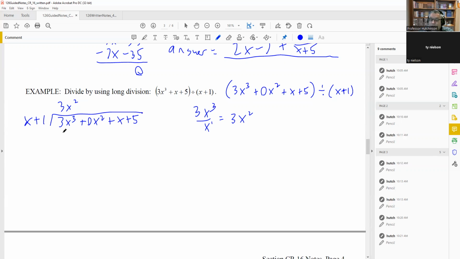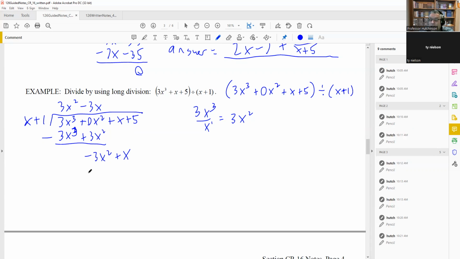Okay, we multiply this by both things on the outside, so 3x cubed, and then plus 3x squared. Notice that because I put the zero placekeeper in here, now I'm subtracting the correct thing. I have 3x cubed minus itself is 0. 0x squared minus 3 is negative 3x squared. And I have plus x. We can only bring down just the next term. Now we're going to take negative 3x squared and divide it by x. So if you take the negative 3x squared divided by x, you're going to get negative 3x.